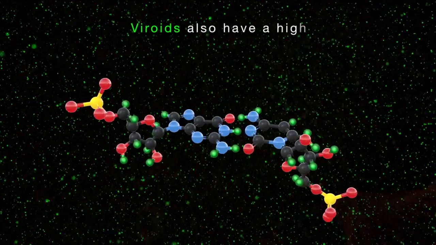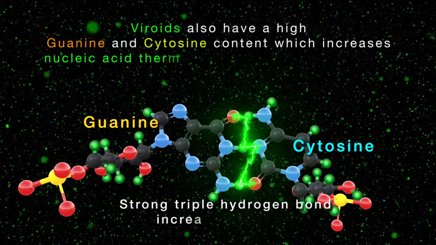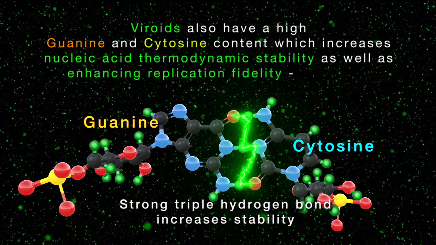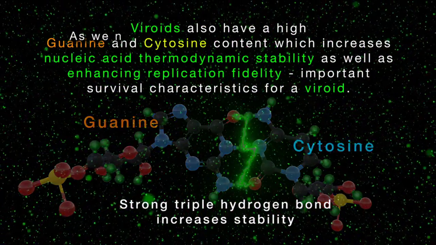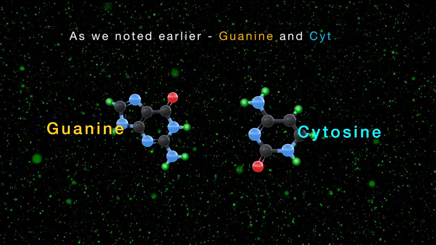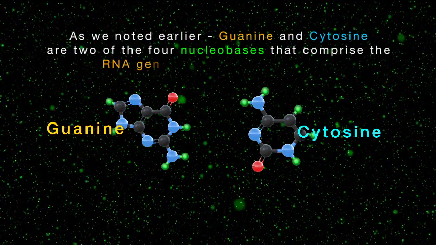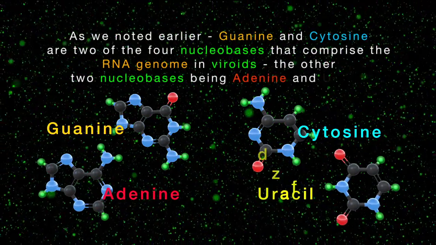Viroids also have a high guanine and cytosine content, which increases nucleic acid thermodynamic stability as well as enhancing replication fidelity, important survival characteristics for a viroid. As we noted earlier, guanine and cytosine are two of the 4 nucleobases that comprise the RNA genome in viroids, the other 2 nucleobases being adenine and uracil.